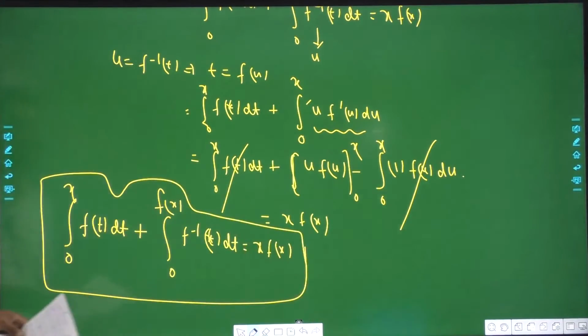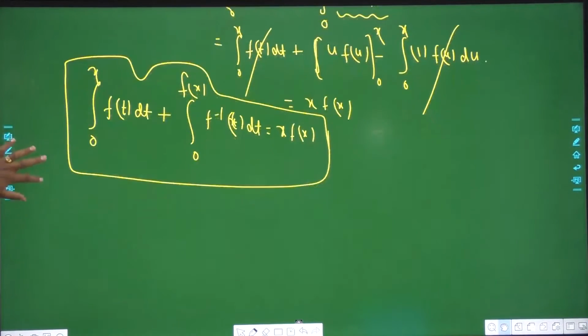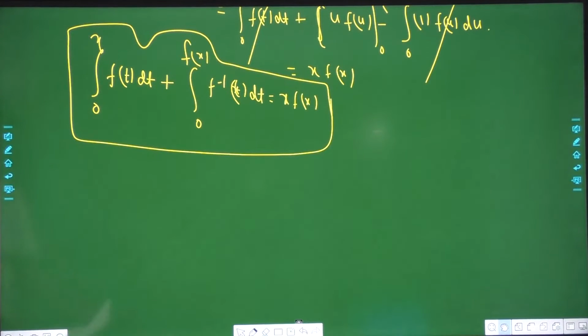So this happens to be x into f of x. This is the first result that you should remember.